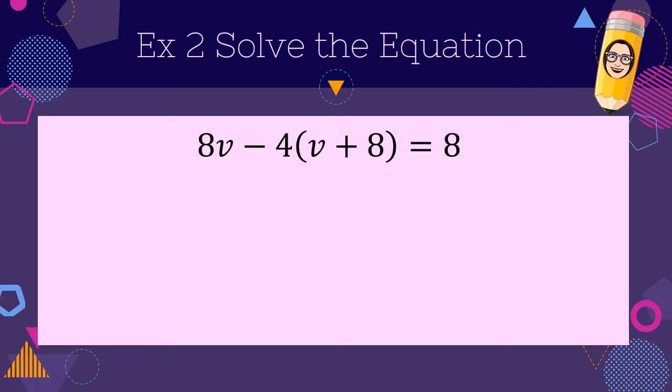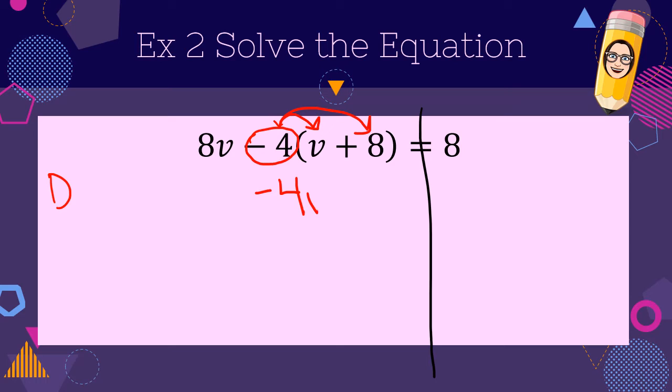We're going to use the same 4 steps. Let's start off with distribution. This time be careful. I'm distributing a negative 4. See how that negative's with the 4? So I'm going to have a negative 4v and a negative 32. Let's drop down the 8v, drop down the equals and the 8.